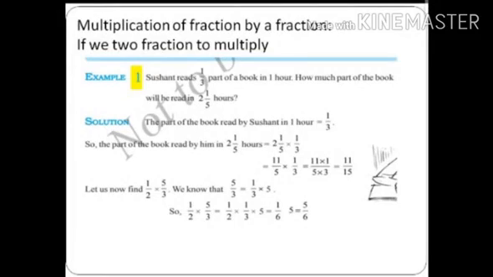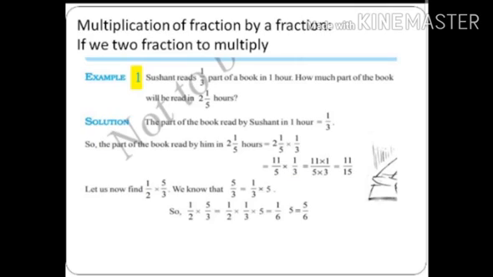Multiplication of fraction by fraction. If we have 2 different fractions, then how do we multiply them? In the previous slides we had only one fraction and one whole number, and here we have 2 different fractions. Let us start with the example. Sushant reads 1 by 3 part of a book in 1 hour. How much part of a book will he read in 1 by 5 hour?